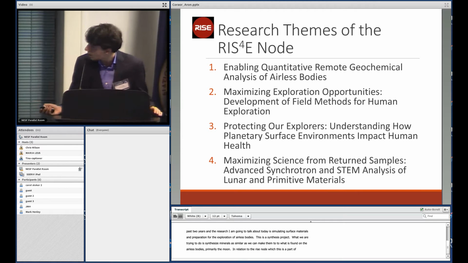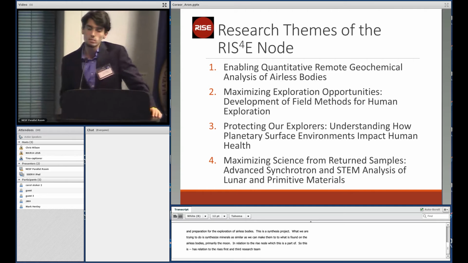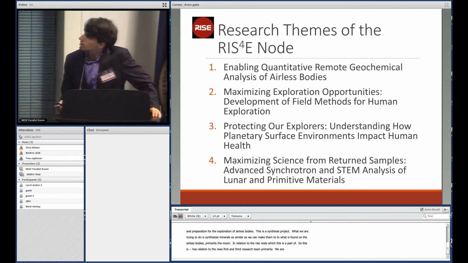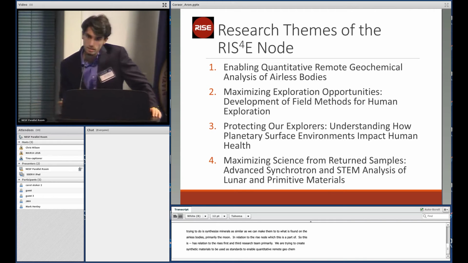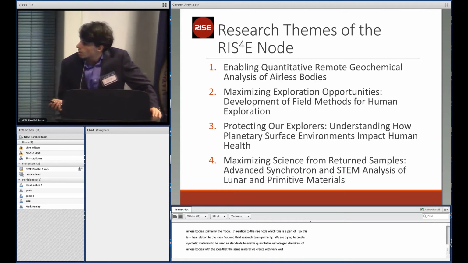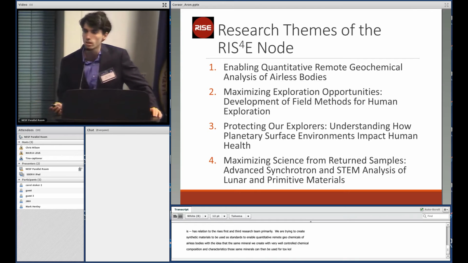So this has relation to the RISE's first research theme and third research theme, primarily, in that we're trying to create synthetic minerals to be used as standards to enable quantitative remote geochemical analysis of airless bodies, with the idea that the same minerals that we create with very well-controlled chemical composition and characteristics can then be used for toxicology studies to understand the likelihood of damage to lung tissue for astronauts if they inhale this kind of material that is very similar to what we find in lunar regolith.